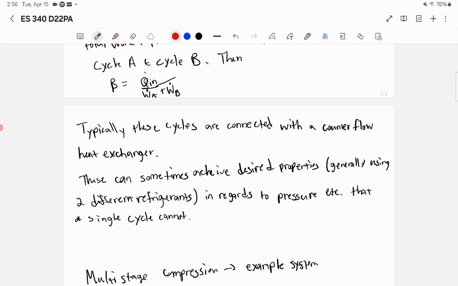Now these are typically connected via a heat exchanger. So you have one cycle and a second cycle, and how they're connected to each other is through the heat exchanger, which happens at the condenser of one and the evaporator of another, where those would traditionally be in the vapor compression system.